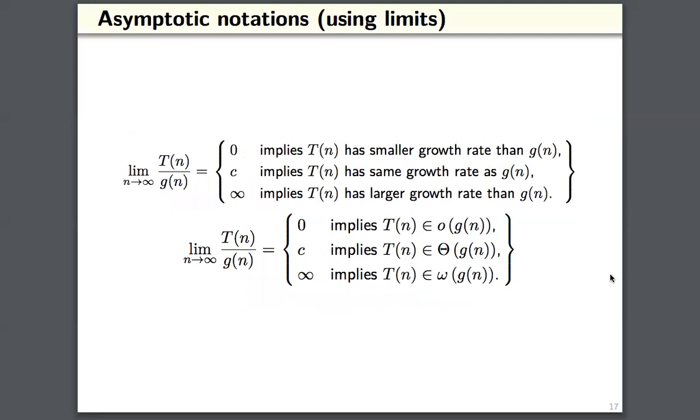Okay, now let's see. The limit of t of n divided by g of n. t of n is your running time. So if you get 0, it means that t of n has a smaller order of growth than g of n. A constant c greater than 0 implies it has the same growth rate as g of n. Infinity means t of n has a larger growth rate than g of n. And as per the previous slide, you know this already. So smaller growth rate means t of n is in small o of g of n. Same growth rate means it is in theta of g of n, and larger means small omega of g of n.